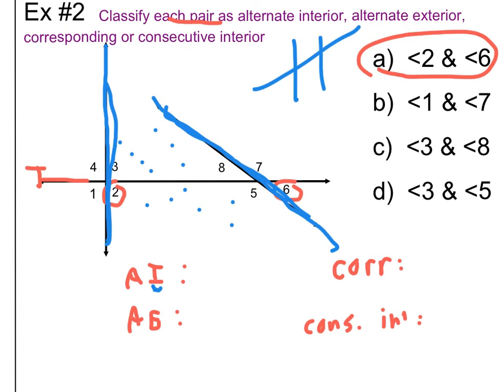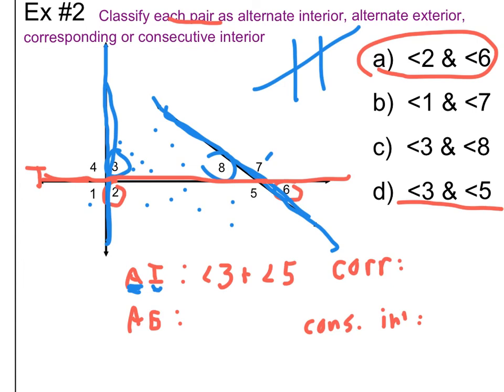Okay, what about 1 and 7? 1's over here, 7's over here. Those are not on the interior. Nope. 3 and 8. 3 and 8 are on the interior, right here and right here, but do they alternate sides of this red transversal? No, they do not. They're on the same side. I bet it's 3 and 5, and it is. So alternate interior are angle 3 and angle 5.